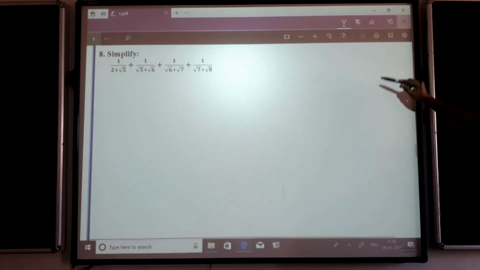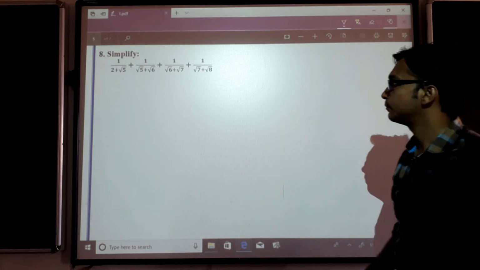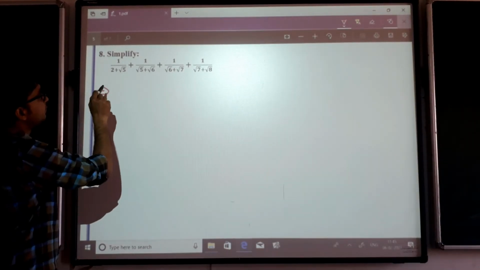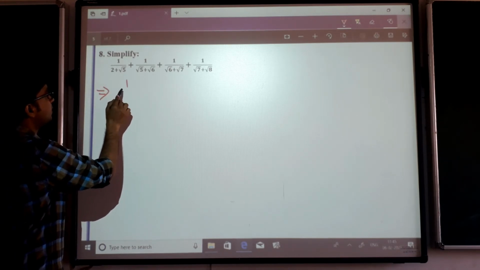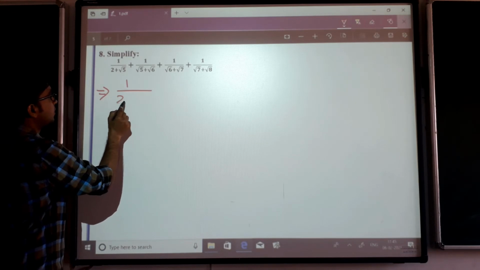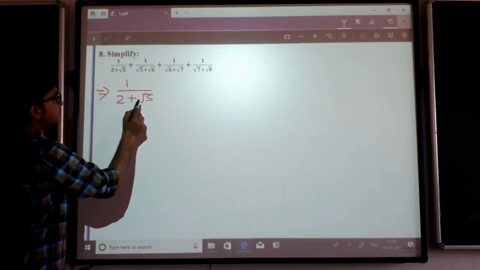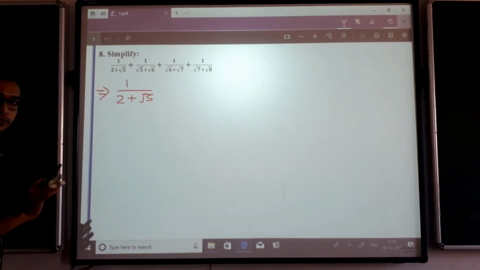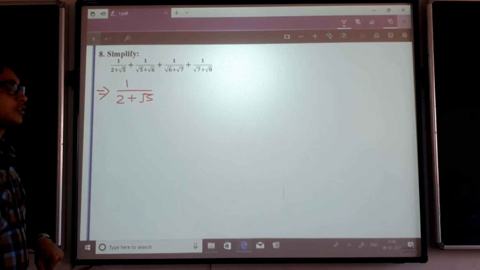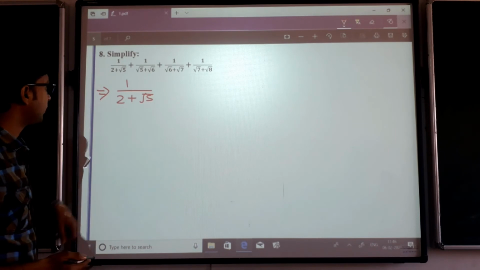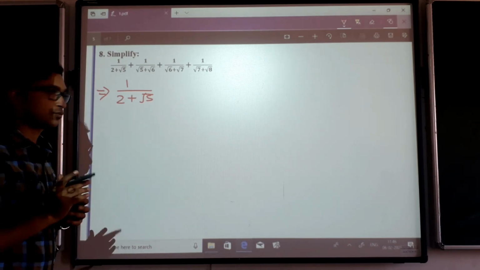Now question number 8, simplify. Question number 8 is simplify this. So here it is 1 upon 2 plus root 5. Our first work is to find out the conjugate of 2 plus root 5, which is 2 minus root 5.